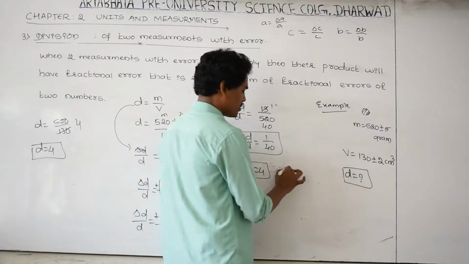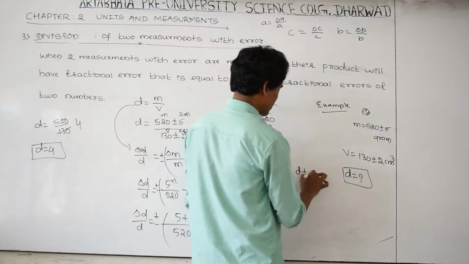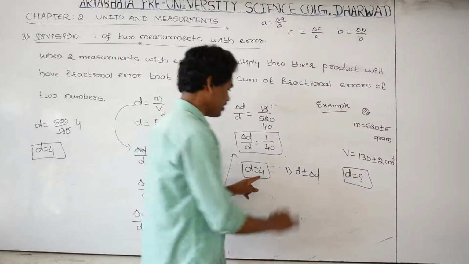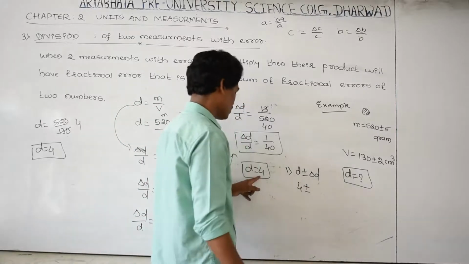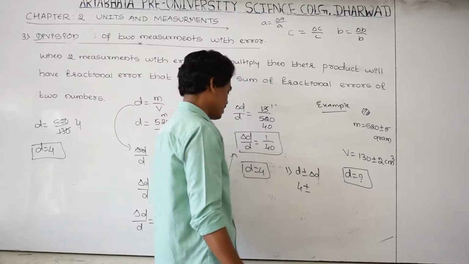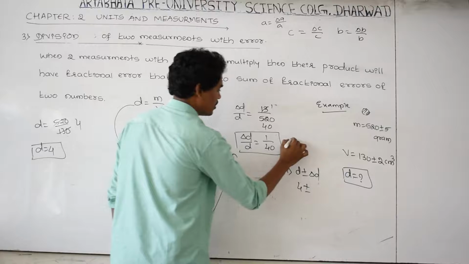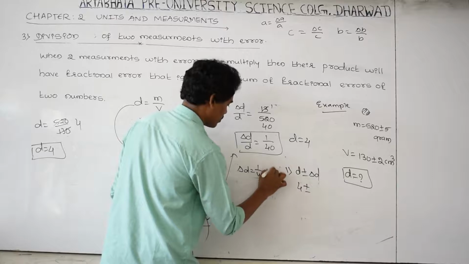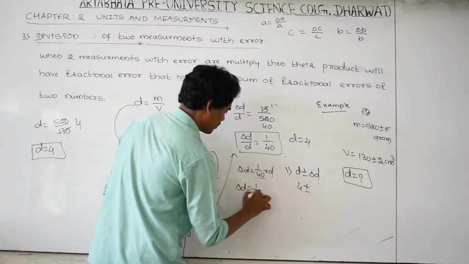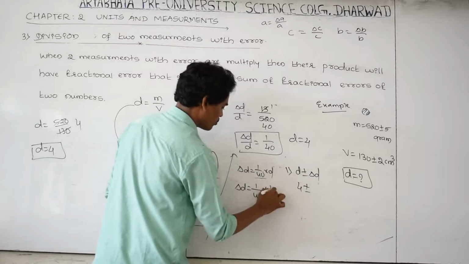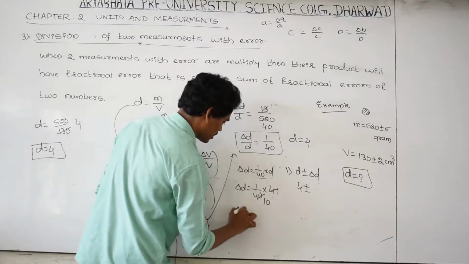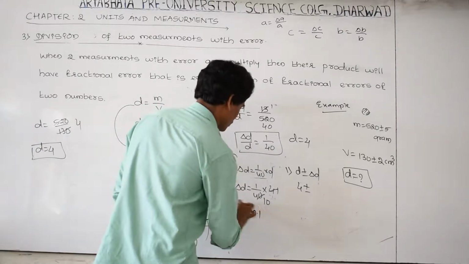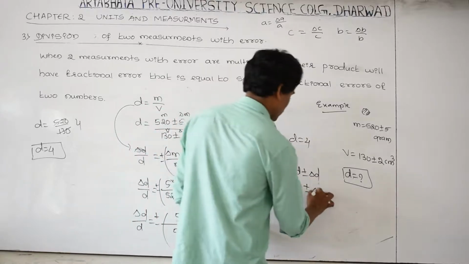There are two ways to express the answer. The first one is D plus or minus delta D. This is the first method to express the answer. What is D? 4. Plus or minus, what is delta D? Here delta D is equal to 1 by 40 into D. Delta D is equal to 1 by 40 into what is the D value? That is 4. 4 ones are 4, 40s are. Then delta D is around 0.1.